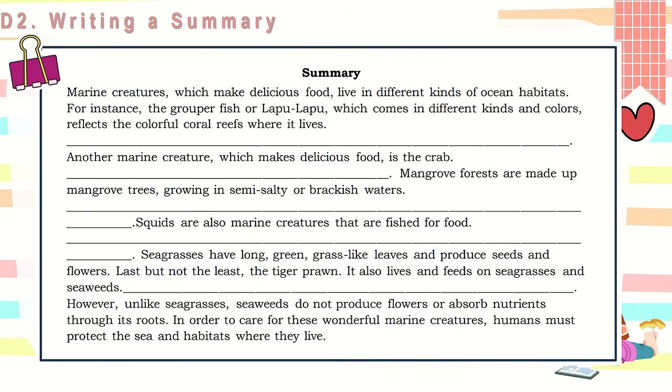Last but not the least, the tiger prawn. It also lives and feeds on sea grasses and seaweeds. Blank. However, unlike sea grasses, seaweeds do not produce flowers or absorb nutrients through its roots. In order to care for these wonderful marine creatures, humans must protect the sea and habitats where they live.